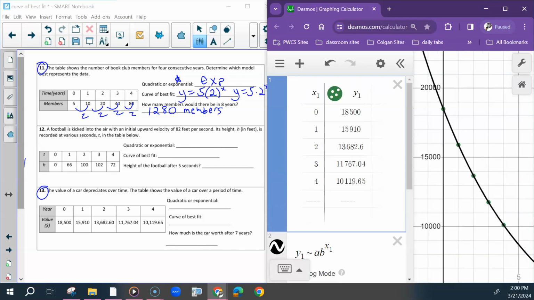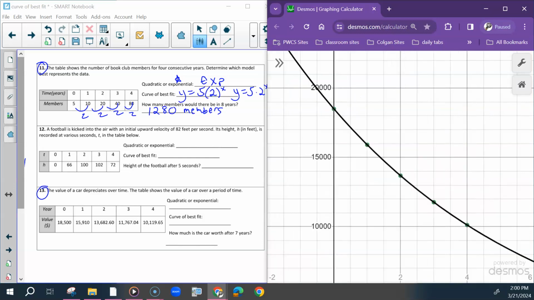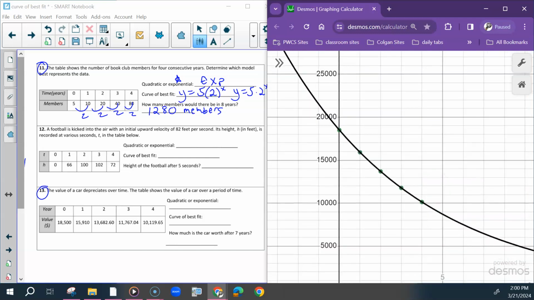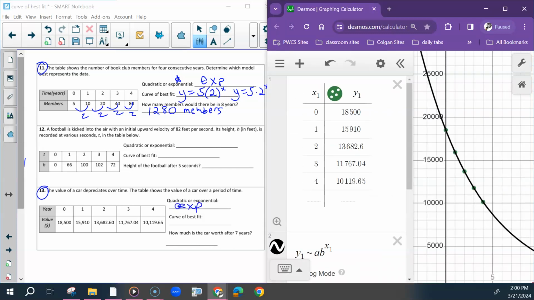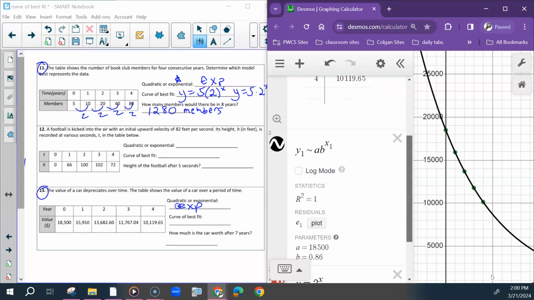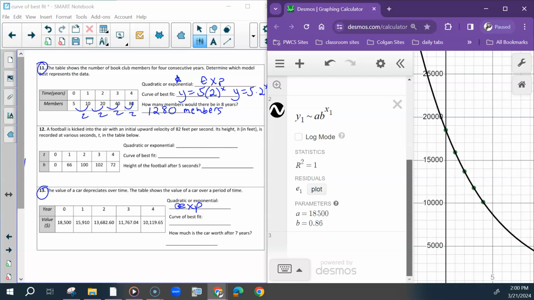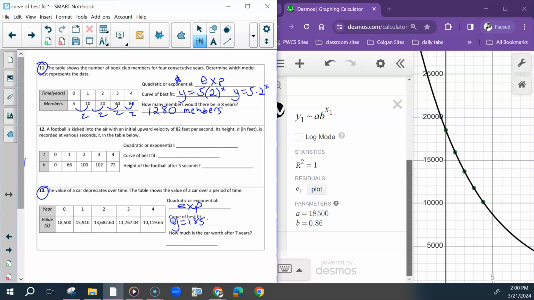As I'm looking at this, I see that this function is going down over time, which, again, makes sense because the value is going down over time. And I see that this curve is exponential. So the curve of best fit for that one, using my equation, would be y equals 18,500 times 0.86 raised to the x power.